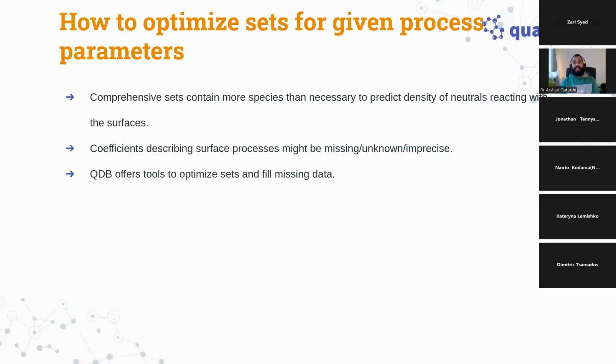How do you optimize the data set for a given process parameter? Well, the data set in its current form has more reactions and species than actually necessary to predict any process parameter. For example, if you want to predict the density of neutrals reacting with the surface, the data set is surplus, which is unnecessary. Additionally, the coefficients describing the surface parameters might be missing, or might be unknown, or might be inaccurate.